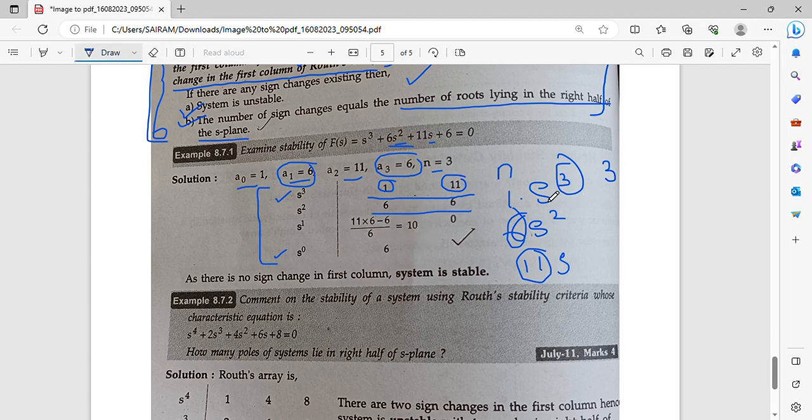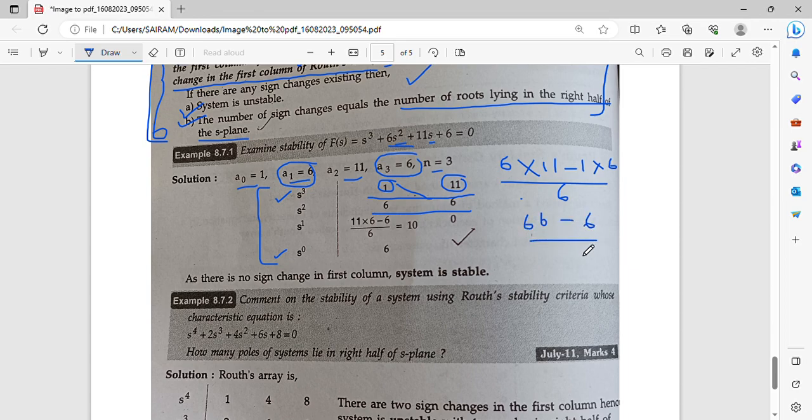So how to find out B: B1, B2, B3. So B1 is nothing but 1 into 6 into 11, minus 1 into 6, the whole divided by 6, correct? Or 11 into 6 minus 6. So this is 6 into 11, that is 66 minus 6 divided by 6, which is nothing but 60 by 6, which is equal to 6 ones are 6, 6 tens are.